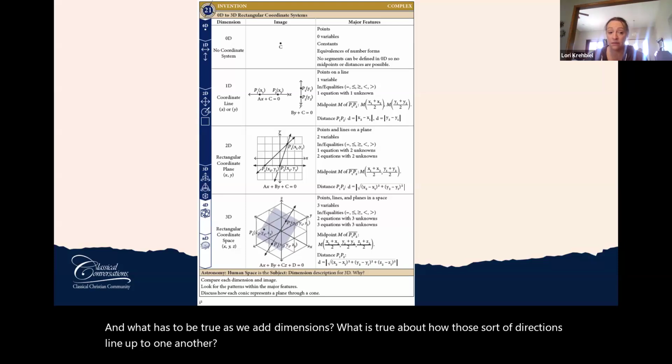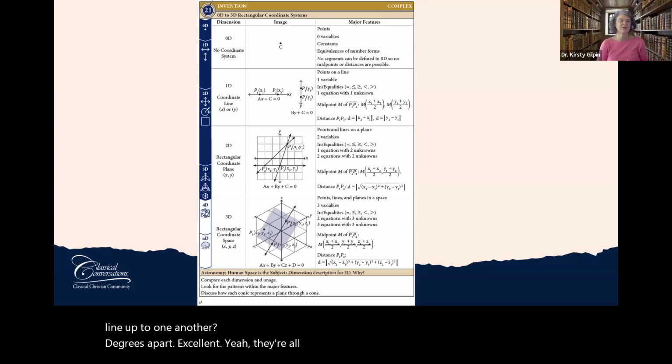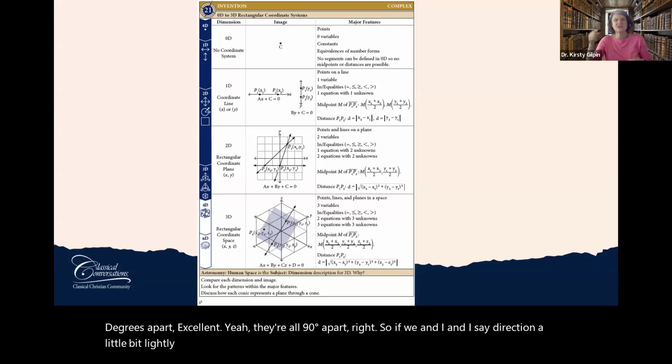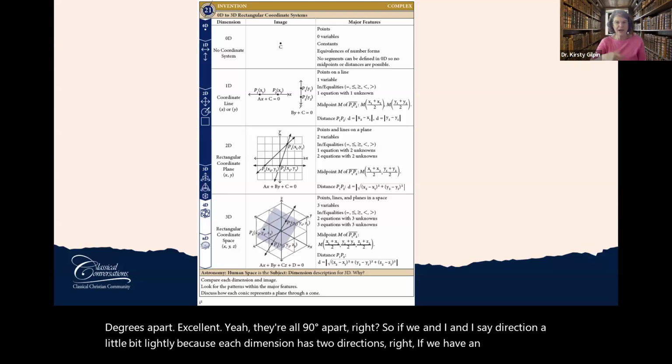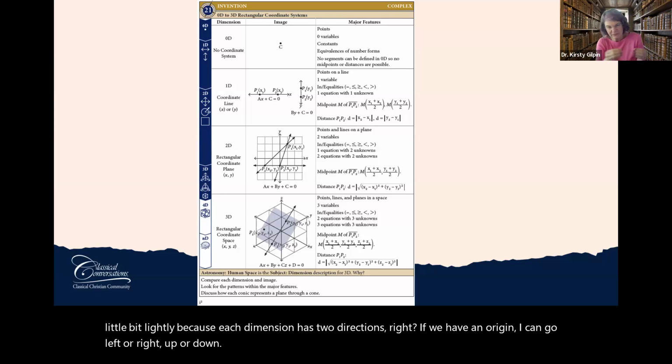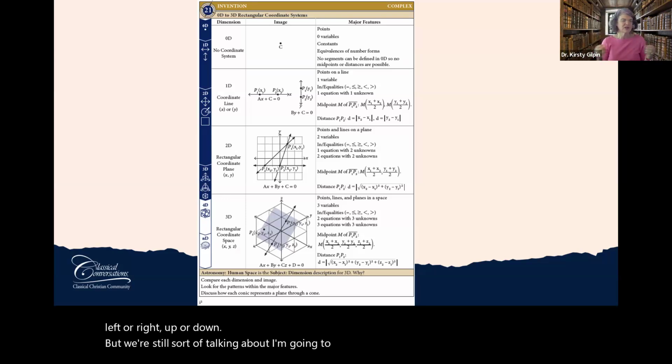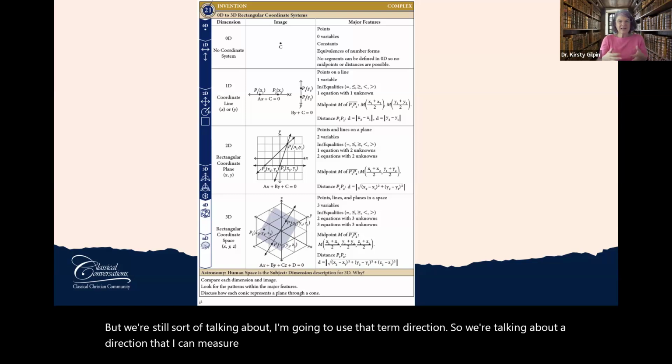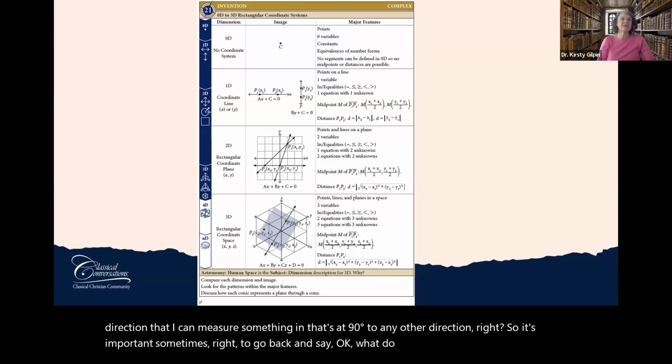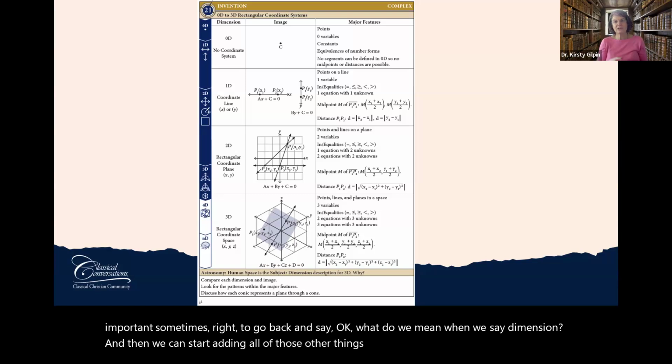90 degrees apart? Excellent. Yes, they're all 90 degrees apart. I say direction a little bit lightly because each dimension has 2 directions. If we have an origin, I can go left or right, up or down, but I'm going to use that term direction. So we're talking about a direction that I can measure something in that's at 90 degrees to any other direction. So it's important sometimes to go back and ask, what do we mean when we say dimension? And then we can start adding all of those other things that we know to help us expand on that and see some of the patterns.